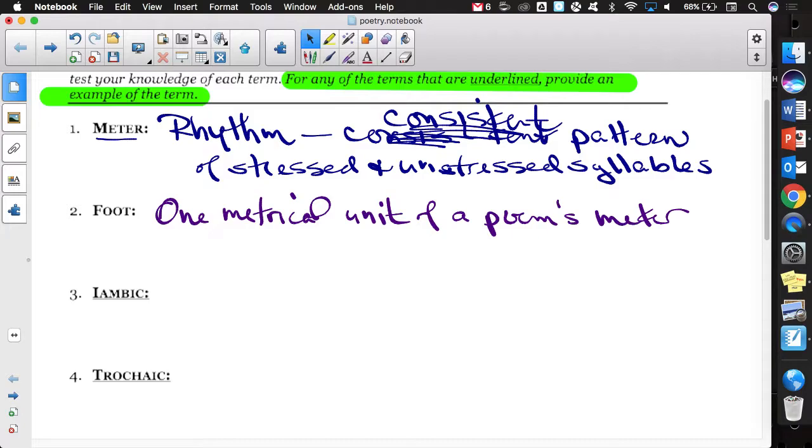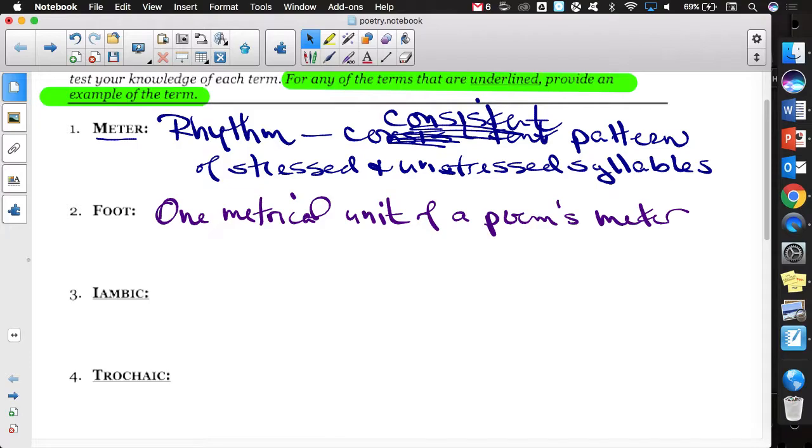Last year, did you read Romeo and Juliet? Some did, some shaking head. If you read any Shakespeare play last year, whether it be Romeo and Juliet, Twelfth Night, or anything like that, most of his plays are written in what's called iambic pentameter, which is going to be the meter. So one foot of iambic pentameter is a pattern of stressed and unstressed syllables that keeps going back and forth.